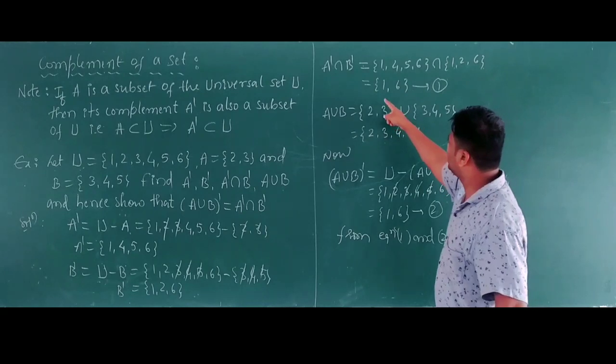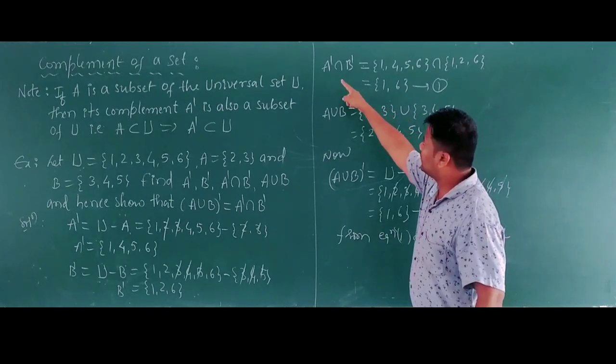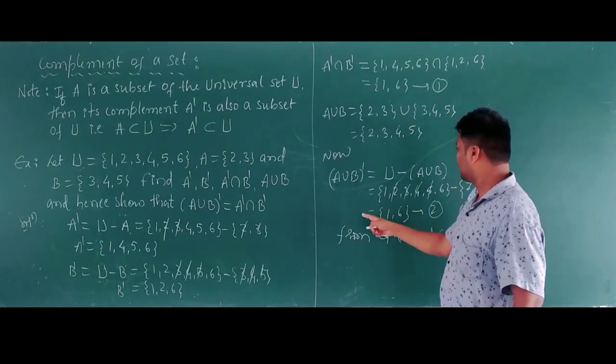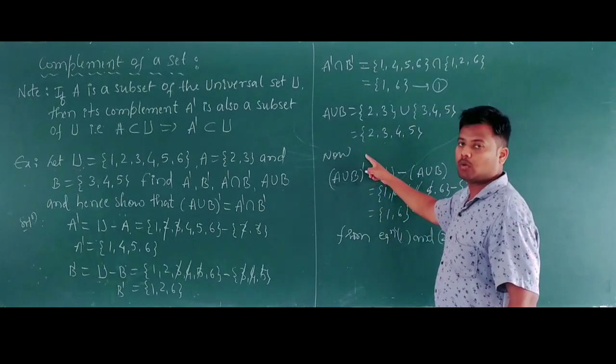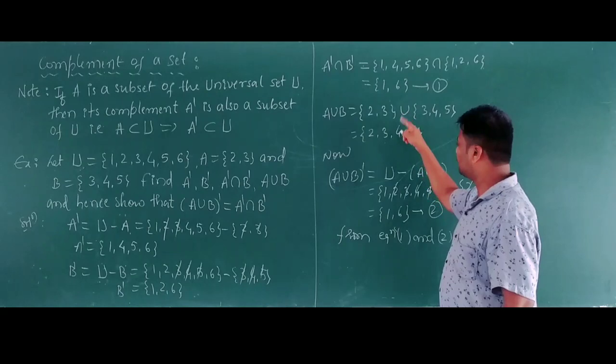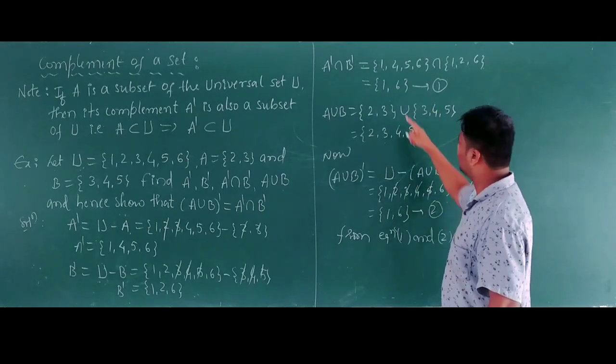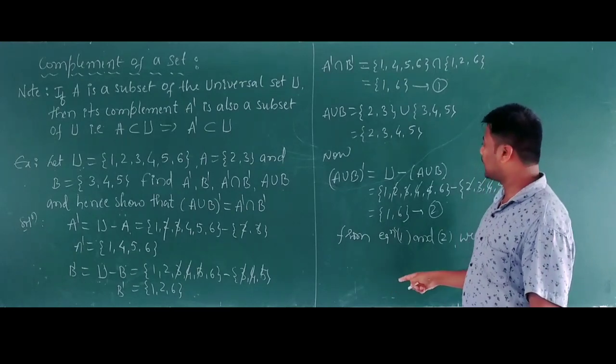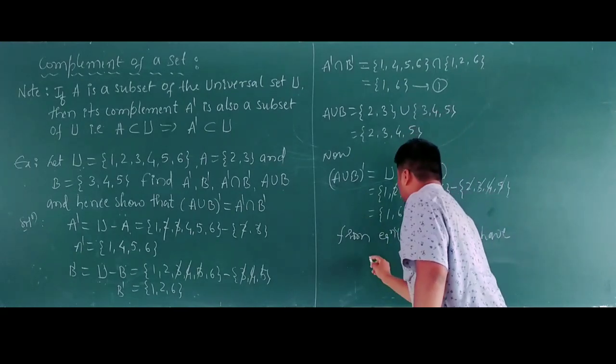From 1 and 2, what is the answer? A dash intersection B dash equals 1, 6. A union B whole complement equals 1, 6. Both are the same. The elements 1, 6 are there in both sets.